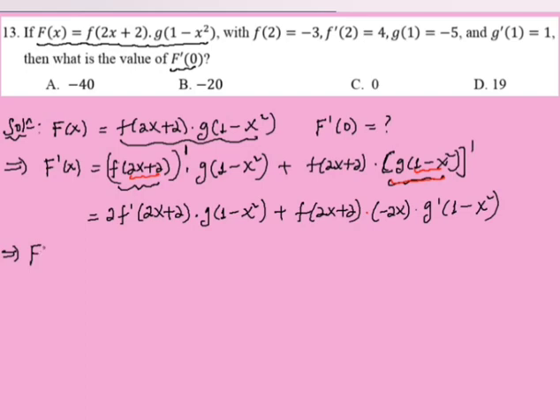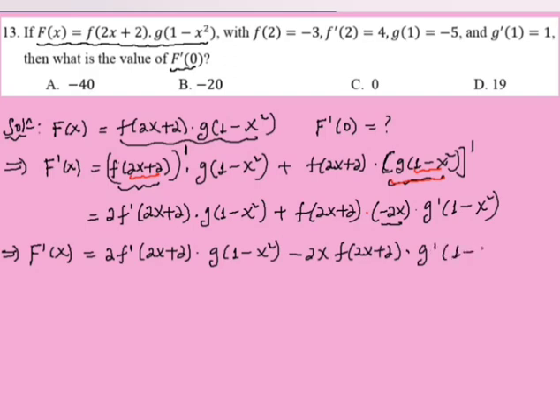So rewriting this will give us 2 times f prime at 2x plus 2 times g of 1 minus x squared, minus 2x times f of 2x plus 2 times g prime of 1 minus x squared. Now we need the derivative of capital F at 0. So put x equals 0 everywhere here.